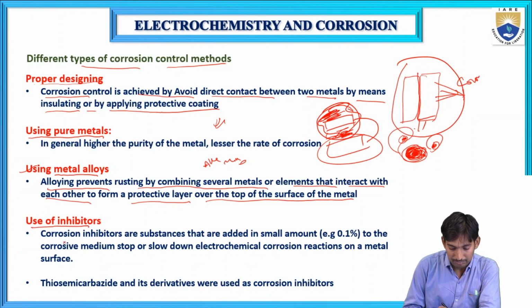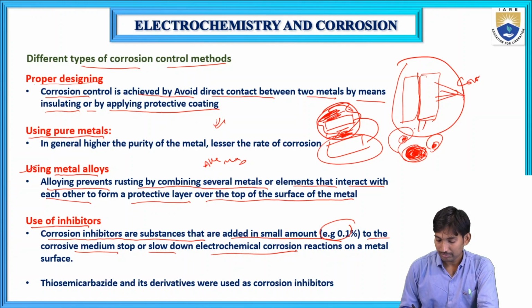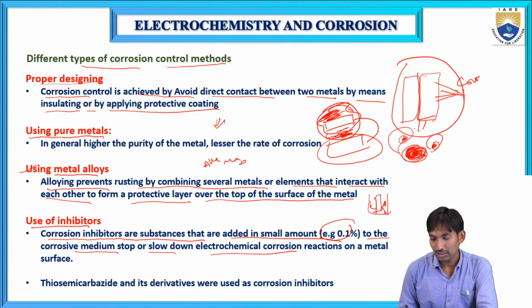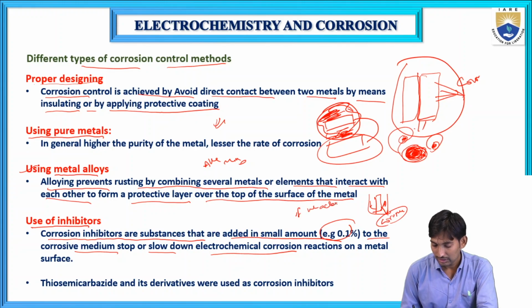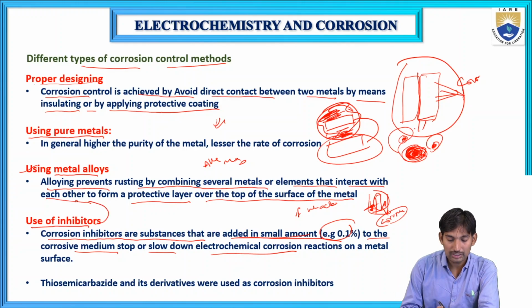Use of inhibitors. What is the use of inhibitors? Corrosion inhibitors are substances that are added in a small amount, that is 0.1%, to the corrosive medium to stop or slow down the electrochemical corrosion on the surface of the metal. Our metal is there, suppose it is dipped in some corrosive environment. If we add some inhibitor to this medium, the rate of corrosion on the metal surface will decrease. That is the way we can inhibit the rate of corrosion by using inhibitors.